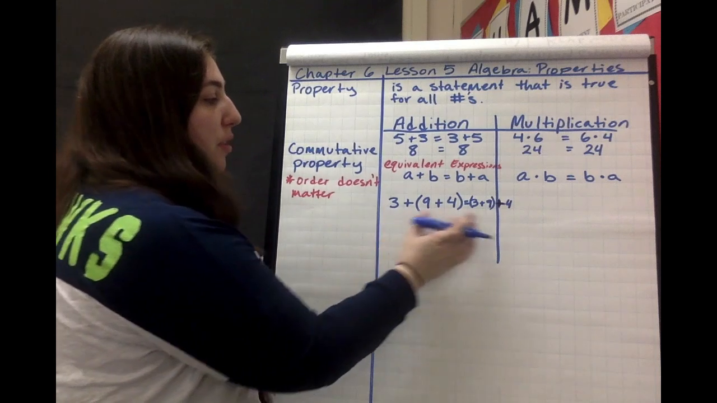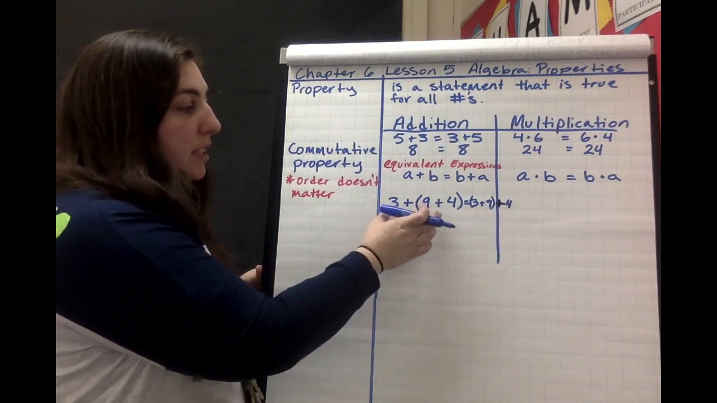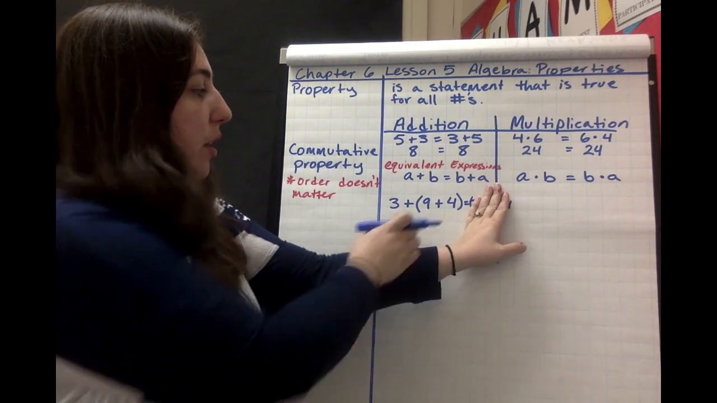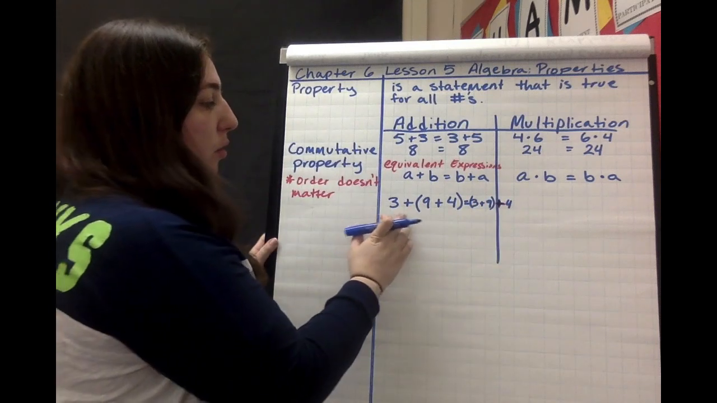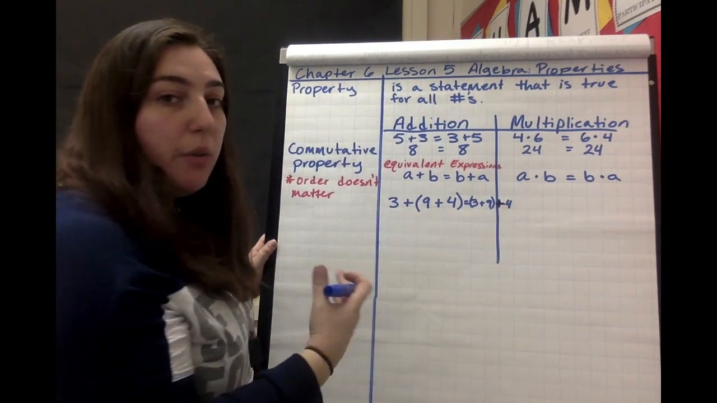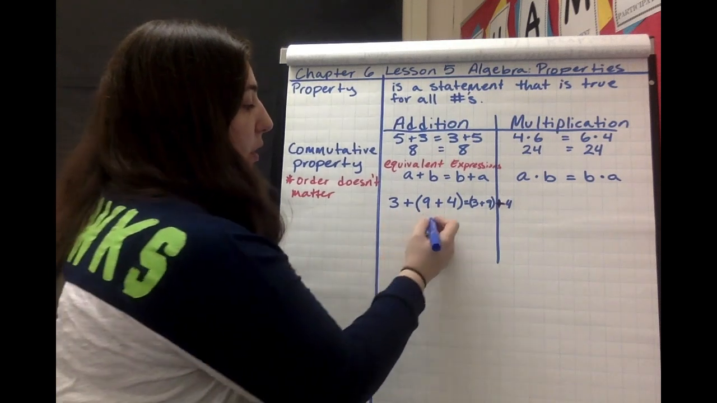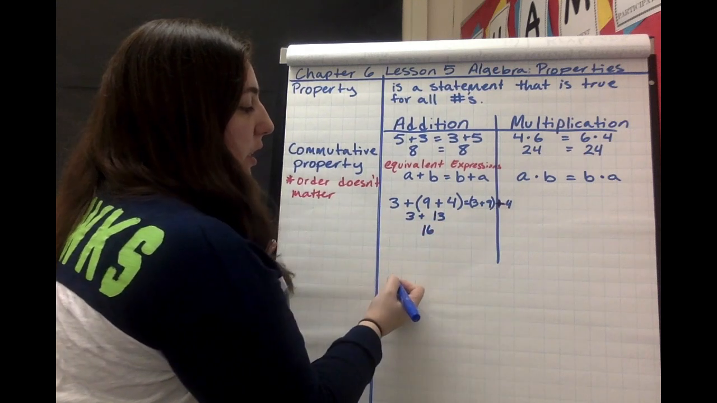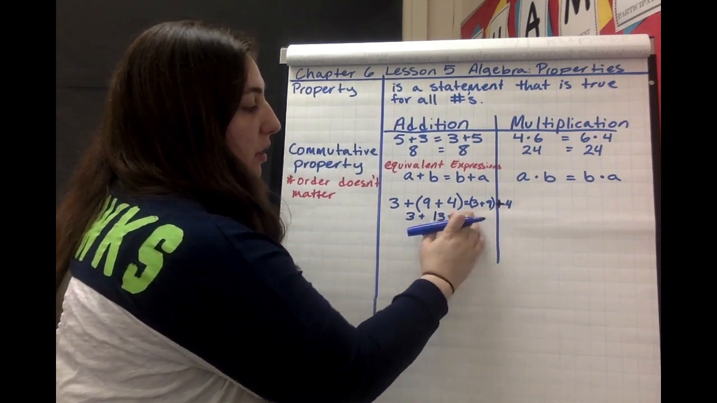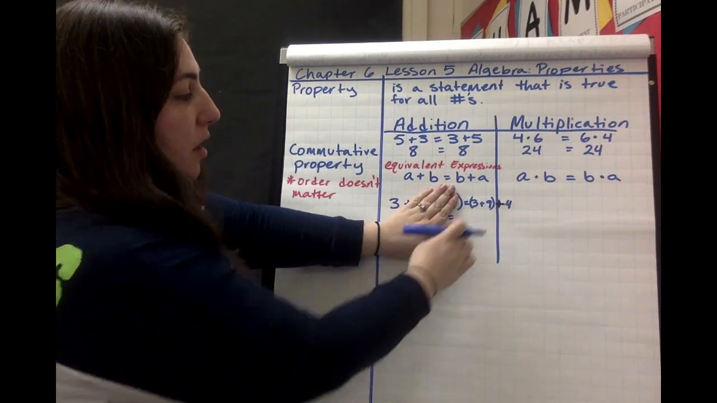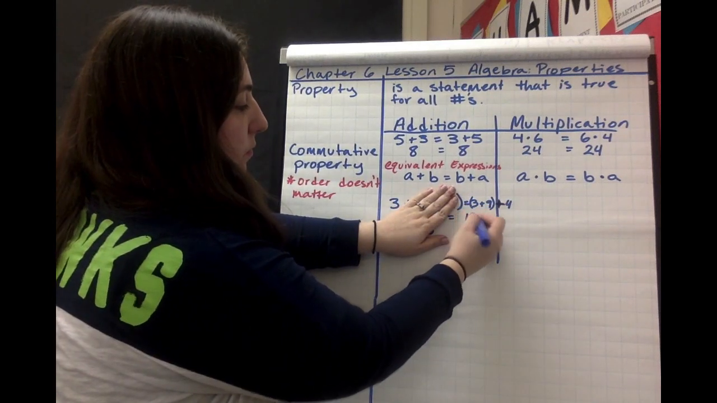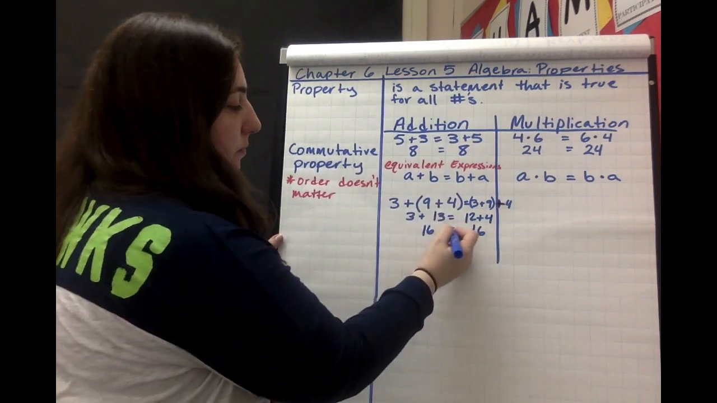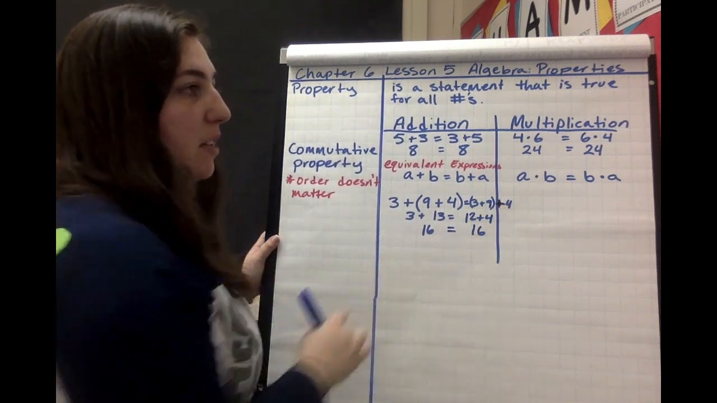Both sides are a little bit different. But let's see if we come up with the same answer. We're going to ignore this side of the equation and solve it over here. I'm going to do what's in parentheses first, following order of operations. 9 plus 4 is 13, plus 3. 3 plus 13 is 16. Now I'm going to do this side of the equation, ignoring this side. 3 plus 9 is 12, plus 4. 12 plus 4 is 16. So I come up with the same answer.